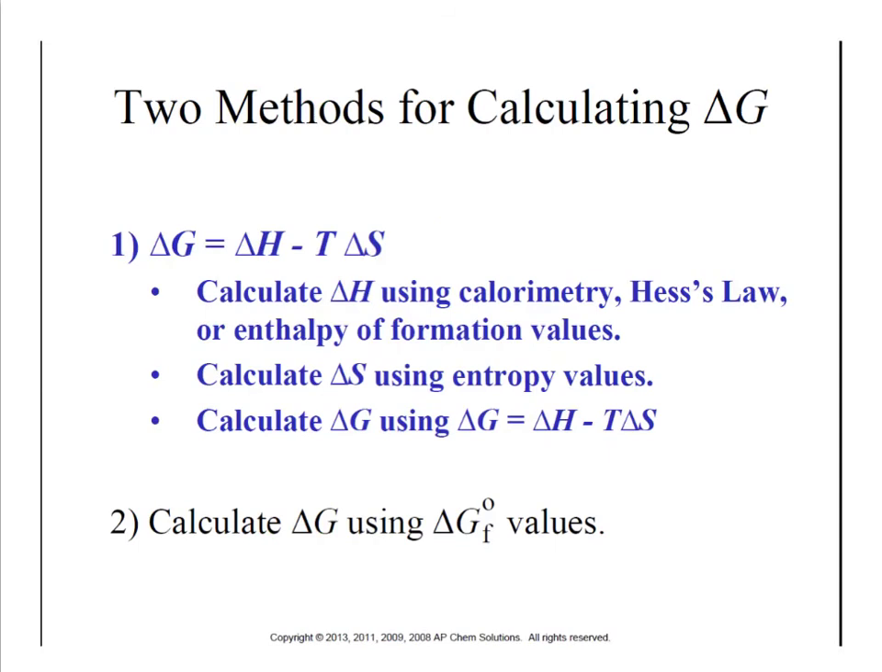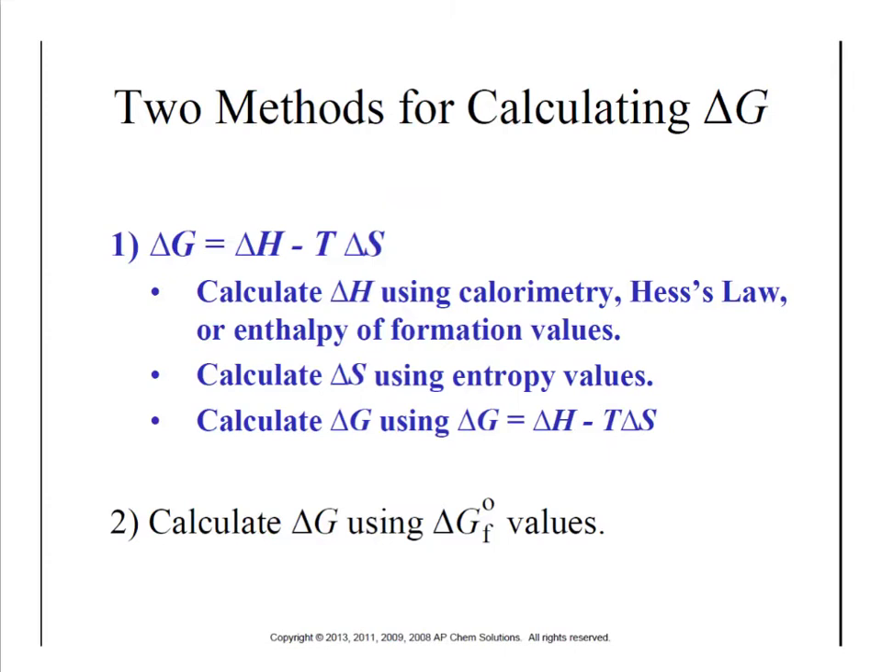Here's where it starts getting rocky. There are two methods for calculating delta G. The first one is using the equation that we just looked at. However, you're not usually given the delta H and the delta S simply. You have to calculate those first, and we calculate those using the stuff that we talked about in the previous videos.